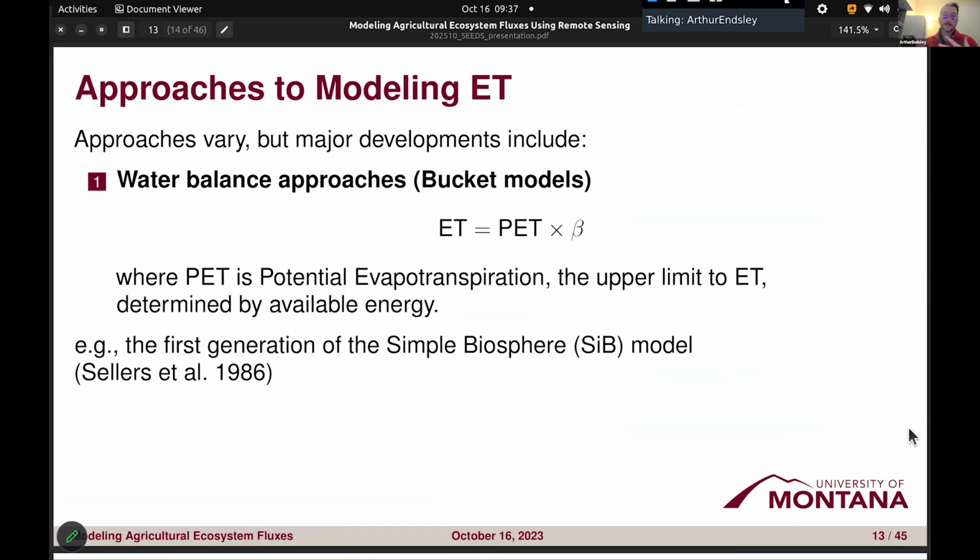So we take that upper limit and then we multiply it by a factor called beta, which has a significance that spans multiple generations of ET models. The same coefficient beta has been modeled in different ways because this really represents the evaporative fraction that we'll talk about later. It's essentially determined by what kind of ET regime we're in, whether water or energy are more limiting to the ET flux.